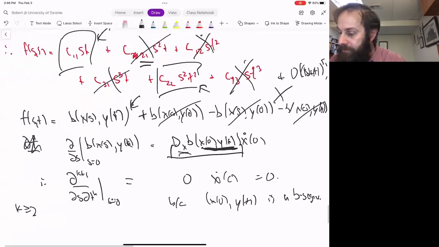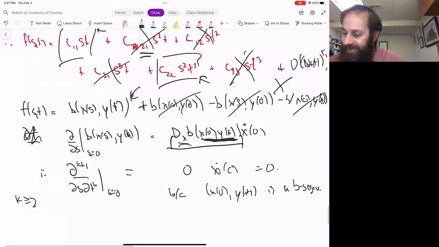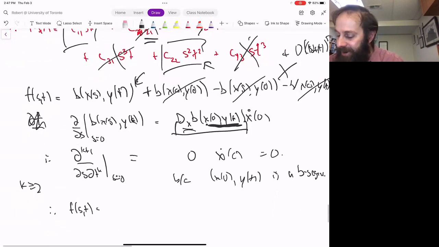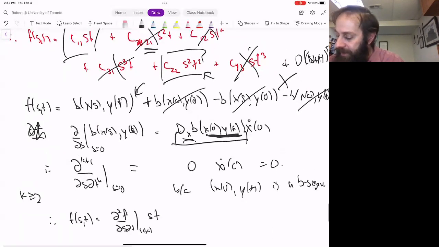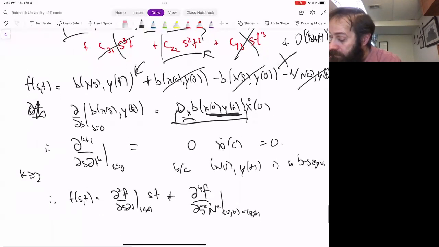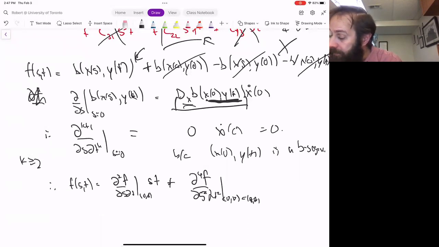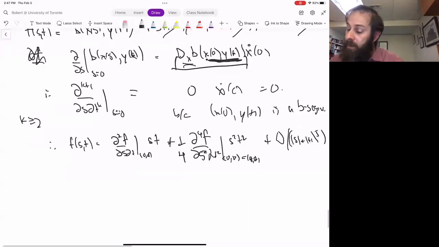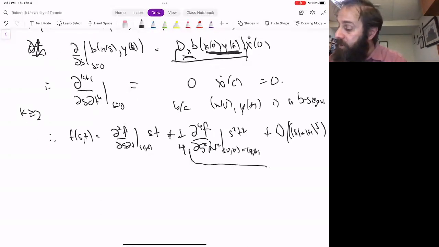And well, what's c22? Taylor's theorem basically tells us what these coefficients are, right? It's the mixed second derivative of f with respect to s and t at 0,0 times st plus the mixed fourth derivative of f with respect to s squared t squared at 0,0, times s squared t squared, and I guess there's probably a factor 1/4 here, plus terms of order s plus t to the 5th. And so this is exactly the quantity that appeared in A3.